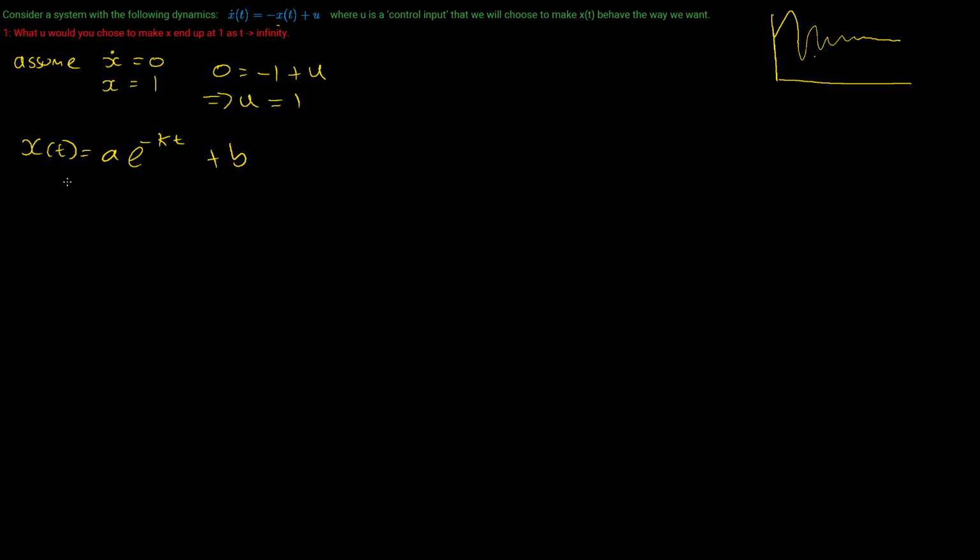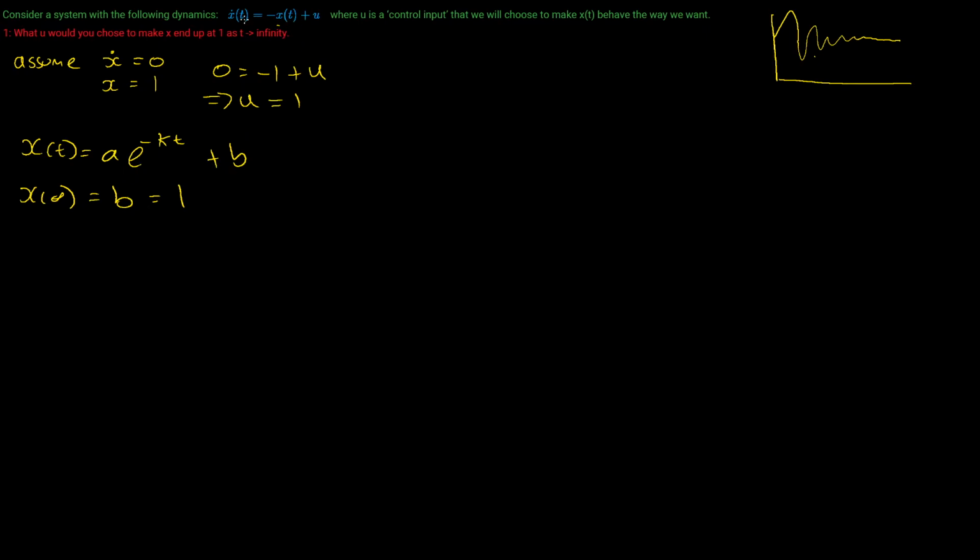So using what we're given about the problem, we know that as t approaches infinity, the exponential e to the minus infinity in this case is all going to go to 0, which means we're left with b, and we know that this is equal to 1, so b is equal to 1 in this case. And we've got our x of t term.